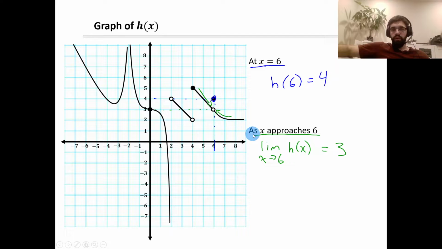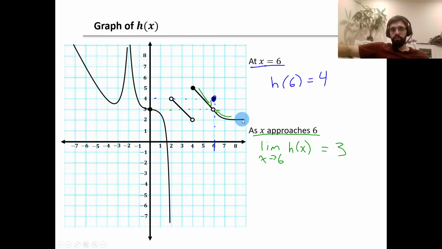So how about as x approaches 6? If we talk about x approaching something, we're talking about limits. So the limit as x approaches 6 of h of x. We're going to look at the function h of x from the left as it's moving right towards x equals 6. Not equal to 6, but as it's approaching 6, we reach a limit of 3. From the left, we reach a limit of 3.